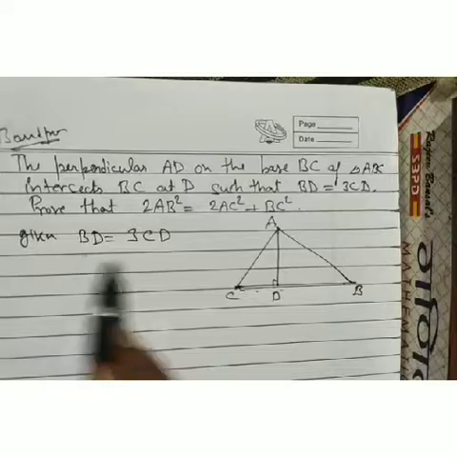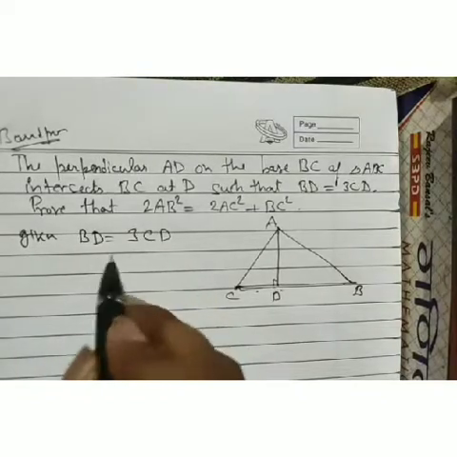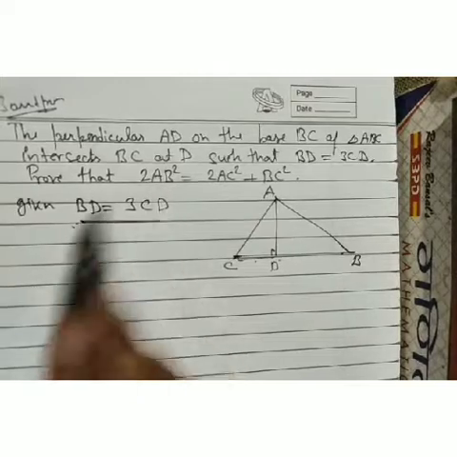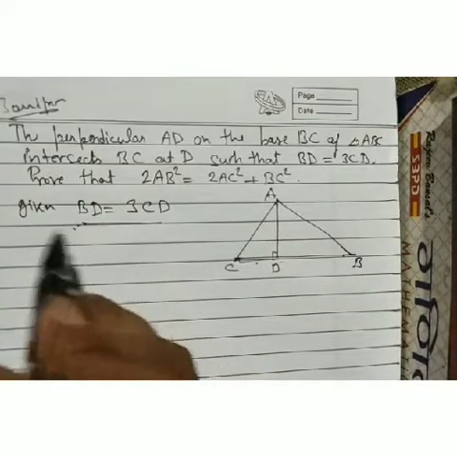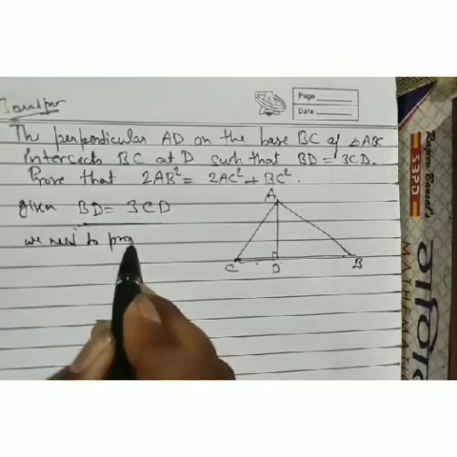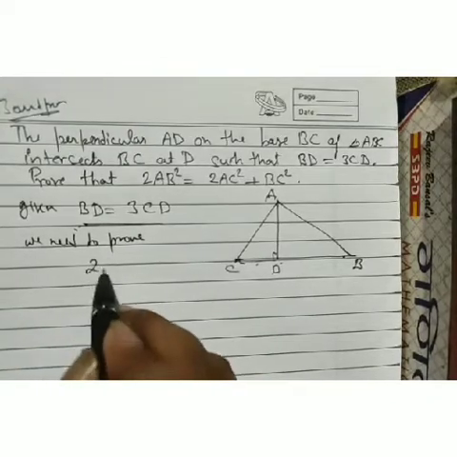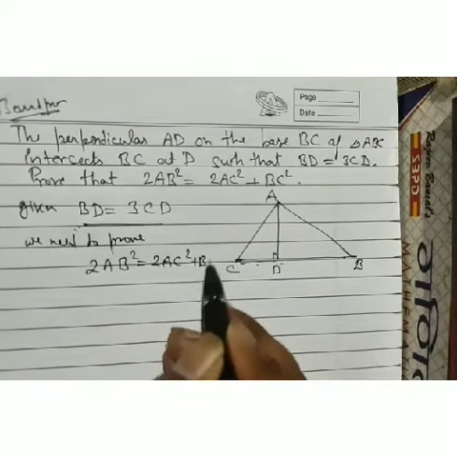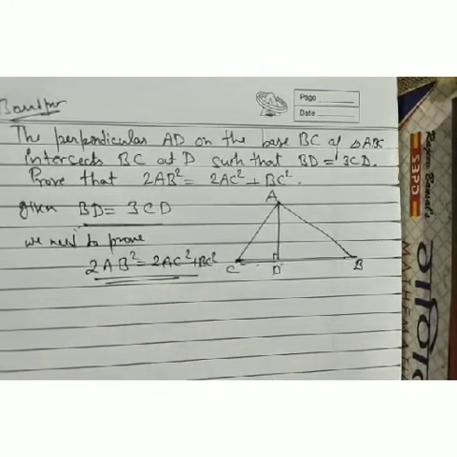Look, BD is equal to 3 times CD. We have to use this given condition there. Now what we have to prove is 2 times AB square equal to 2 times AC square plus BC square.